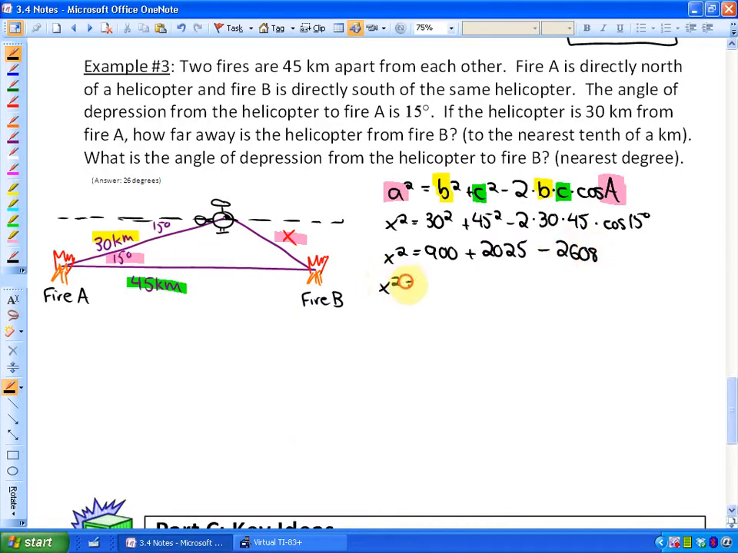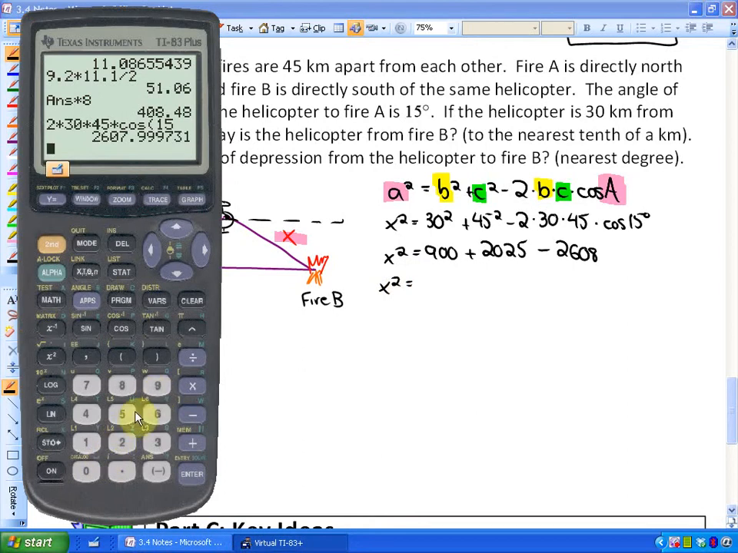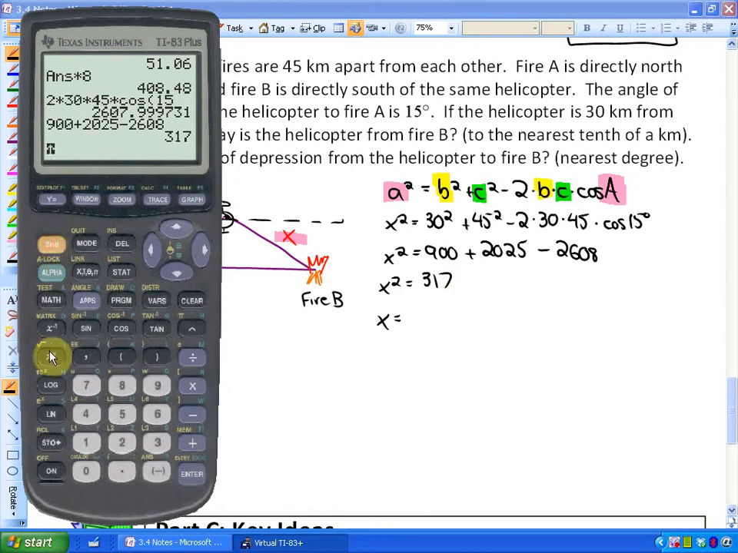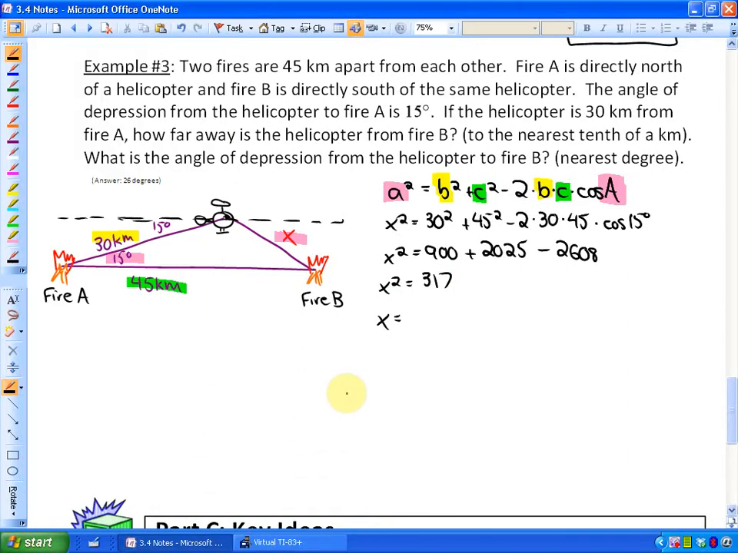And we're left with x squared is equivalent to 900 plus 2025 minus 2608. We have 317. So that means that x is equivalent to the square root of that value. So square root of 317, roughly 17, nearest tenth of a kilometer, 17.8 kilometers. So this distance here, which we add information as we find it to the triangle, is 17.8 kilometers. So part B says, what's the angle of depression from the helicopter to fire B?